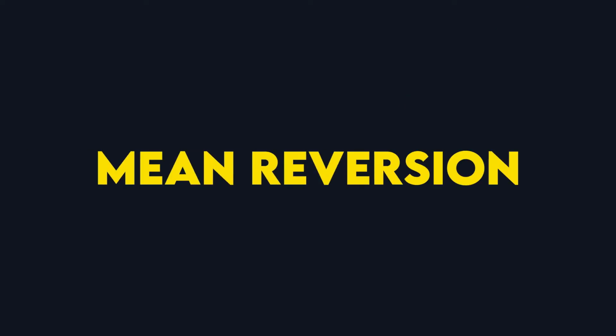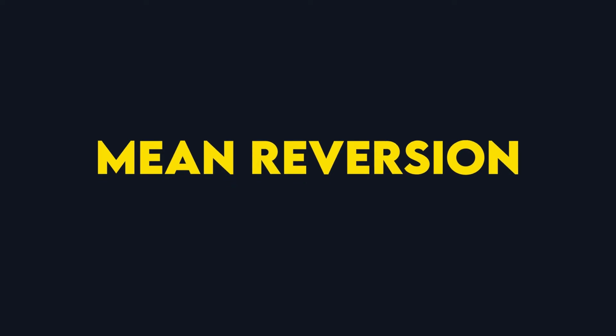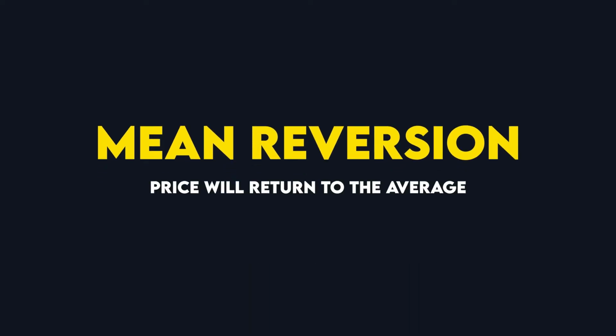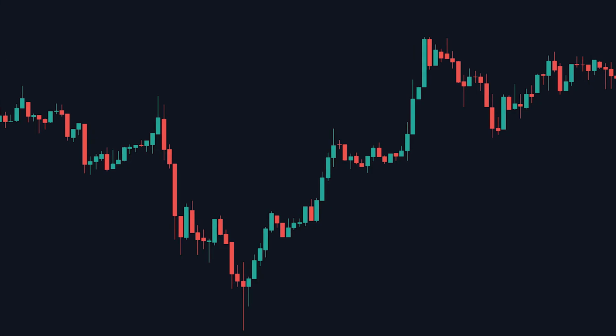The second secret I want to show you is something called mean reversion. Mean reversion is just a simple way of saying the price will always return to the average. Let me show you an example. Here we see a bunch of price movement, but if we add a 50-day moving average, we can see a trend. Whenever the price dips way below the moving average, it ends up returning upwards back to the average.